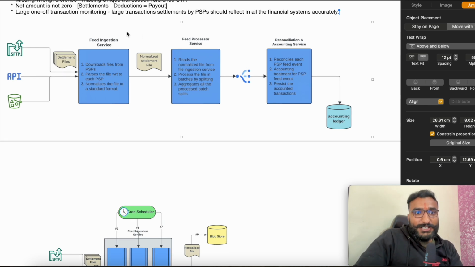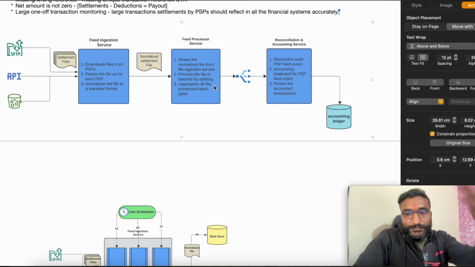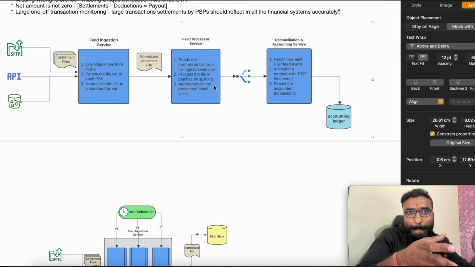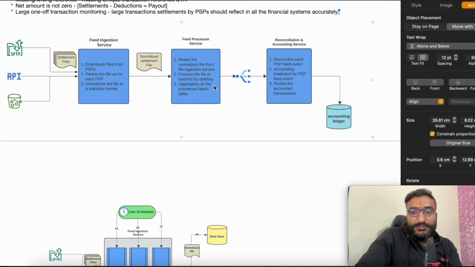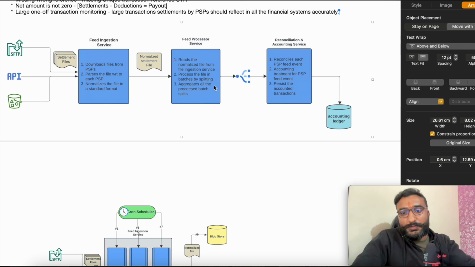As I mentioned, there are three systems related to this architecture. The first one is the feed ingestion service. The feed ingestion service downloads the files from the PSPs. You parse that file and normalize it to a standard format, which your system will then consume further. This is the first layer of it, and then it presents that file in a clean format so that it can be easily consumed or processed later on.